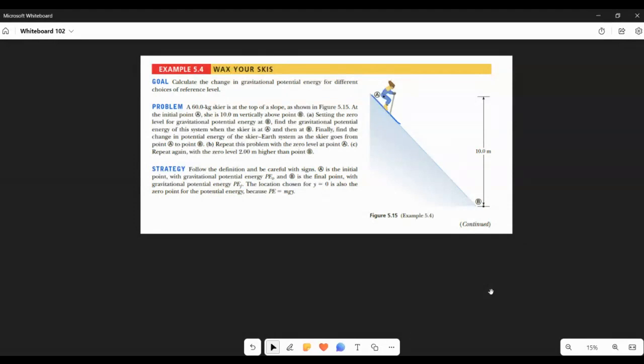Okay, so we have to calculate the gravitational potential energy for different choices of a reference level. So we have Cabello again, and she's on a holiday and she's going to be skiing. A 60 kilogram skier is at the top of a slope, shown in that figure over there, at the initial point A. Again, a very important reference point. She is exactly 10 meters above point B. They're saying to set the zero level for the gravitational potential energy at B. Find the potential energy of the system when the skier is at A and then at B.